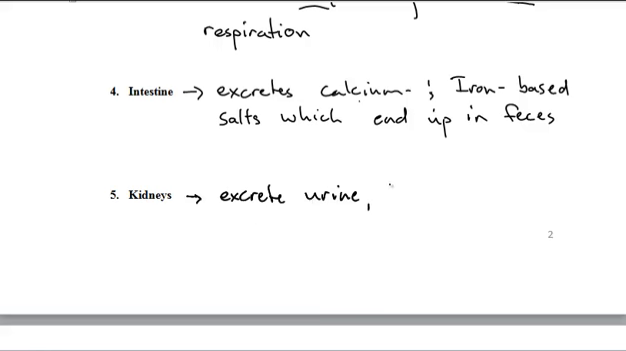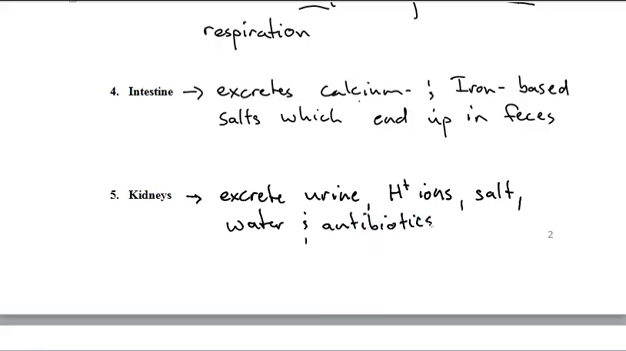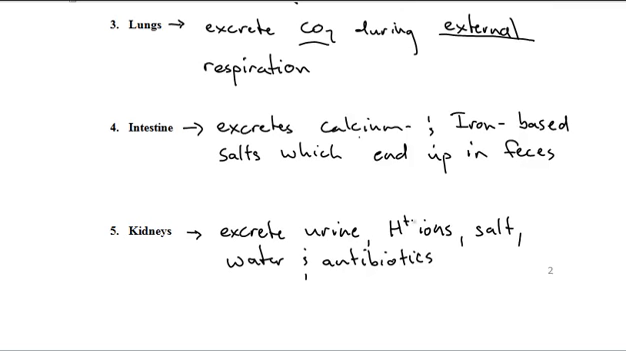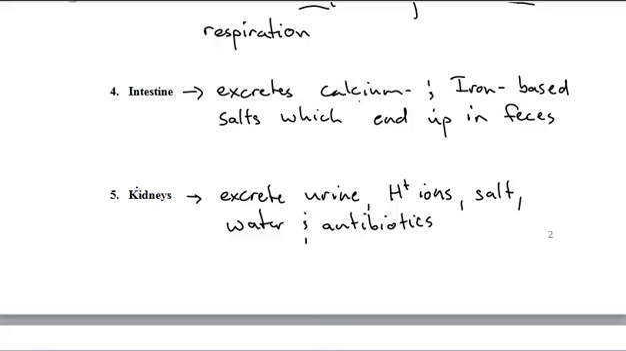Excrete urine, hydrogen ions, salt, water, and if we happen to be taking them, antibiotics. So those are the 5 sort of key parts in our body involved in excretion. And for this unit, the urinary system, we're going to be focusing on the kidneys.